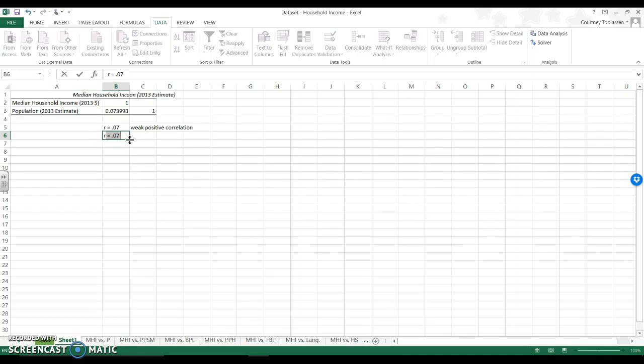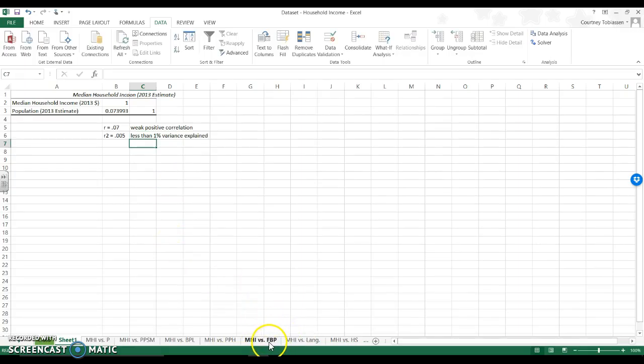So for R squared, we will have to find that. So I'm just going to take that and square it. So my R squared is explaining less than 1% of the variance between those two. So we are at less than 1% of the variance being explained. Not very exciting.